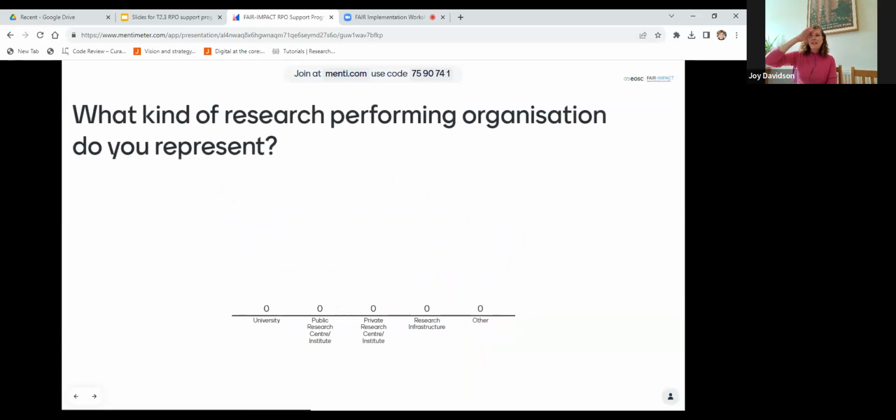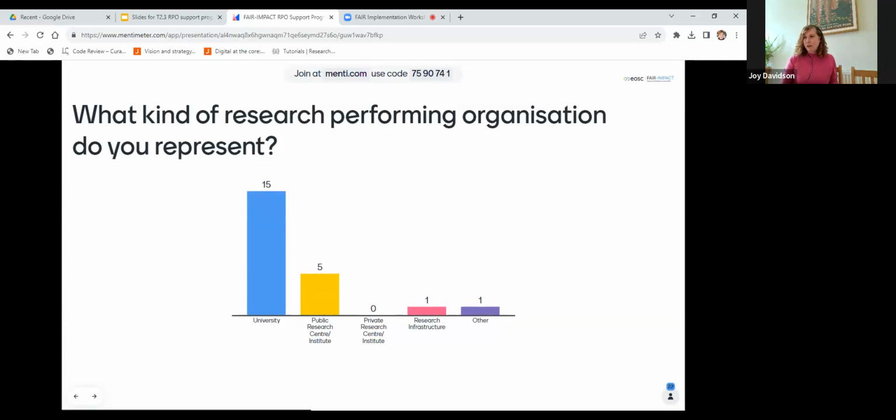And I just wanted to get a sense of what kind of research performing organization you represent. Are you a university, a public research center or institute? Are you a private research center or institute? Maybe you're coming from the research infrastructure side, or I see some people are selecting others. So if you want to put in the chat, maybe the others, that would be great.